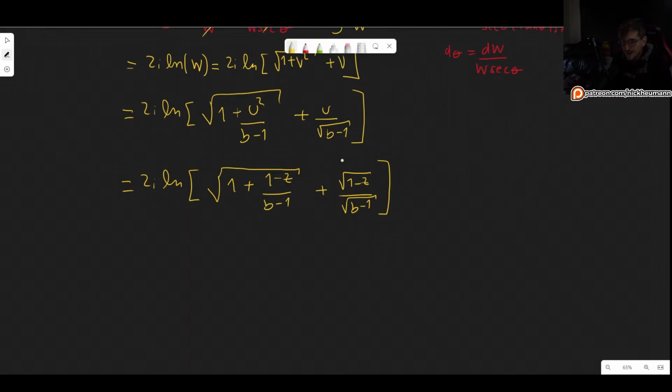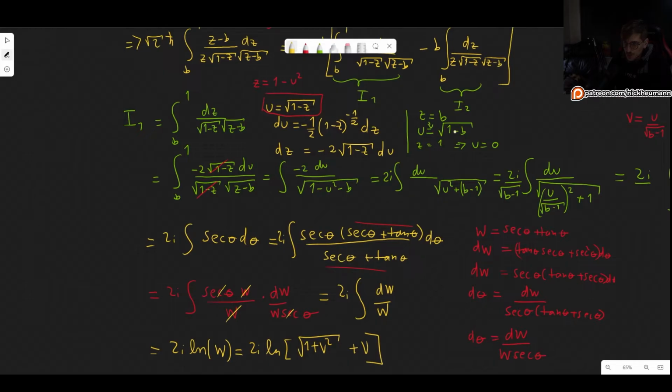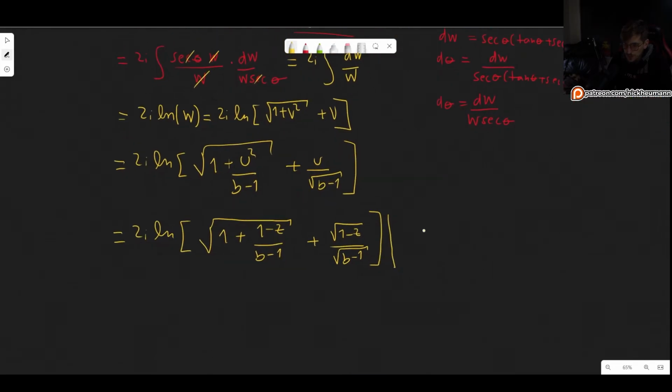There we go. And this whole thing, of course, is evaluated between the two endpoints of z. Now that we are all the way back to z, we can actually see what this is. So we are integrating from b to 1. So this is from b to 1.